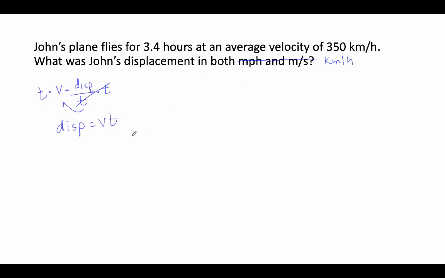We know that his velocity is 350 kilometers per hour. We know that his plane flies for 3.4 hours. So we're going to multiply velocity times time, 3.4 hours. So notice that our hours are going to cancel out, leaving us with just kilometers for our unit, and that makes sense. 350 times 3.4 is equal to 1190 kilometers.